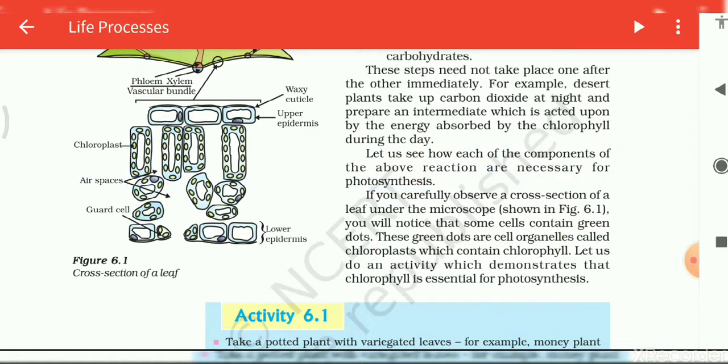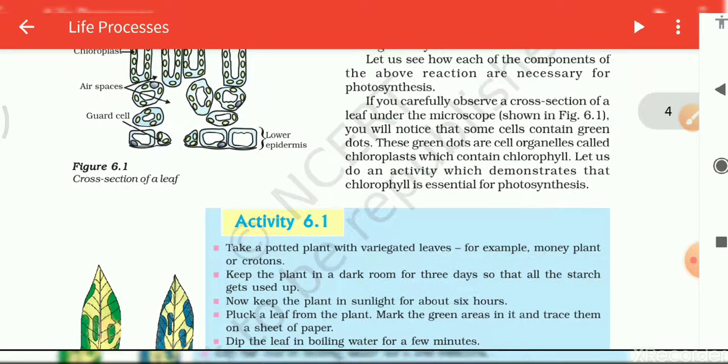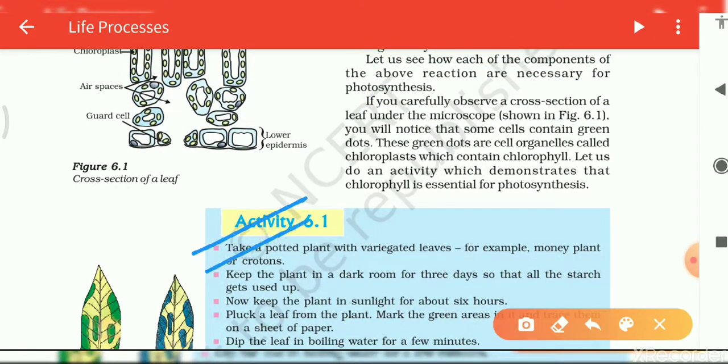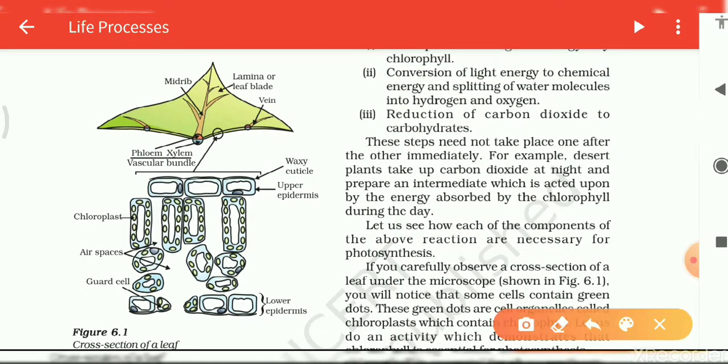Let us do an activity which demonstrates that chlorophyll is essential for photosynthesis. With the help of this activity, they will explain to you that chlorophyll is very important for photosynthesis. Before starting this activity, students, see this diagram, because this diagram is very important and they will ask you about it at exam time also.